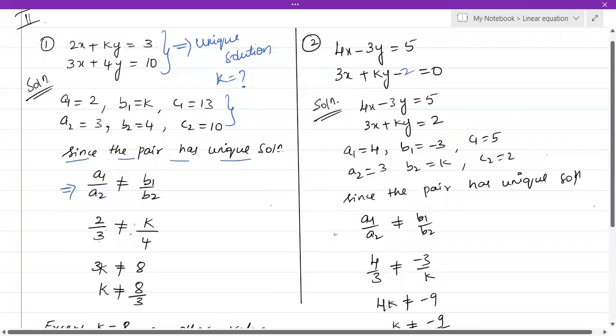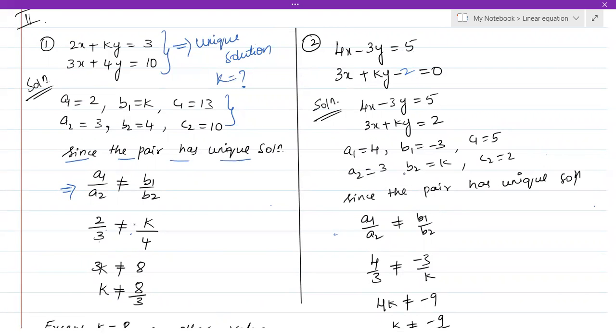See, this pair had a unique solution. Even this pair has a unique solution. It is already given in the question that this pair has a unique solution. If this pair has a unique solution, what is the value of K? That's what we have found. Let's take another pair which has no solution, and let's find the value of K.